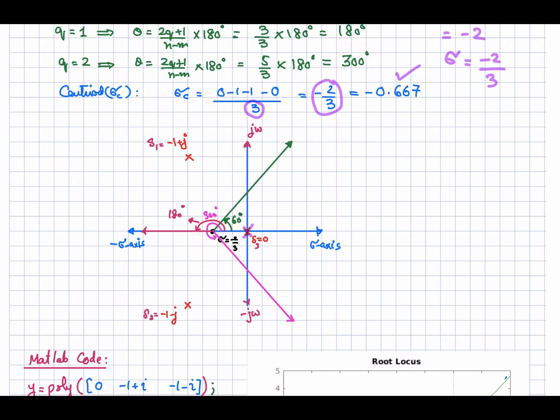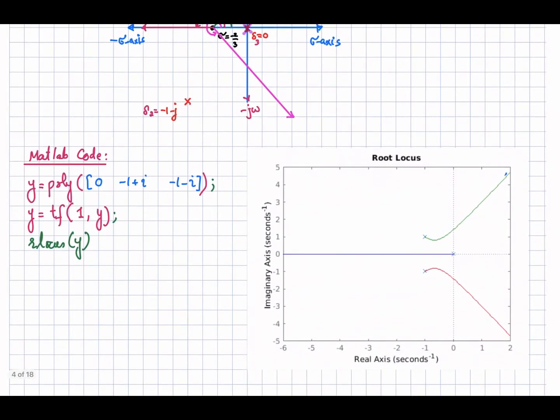So now, how will our poles move along these asymptotes? Here you can see I have plotted it with MATLAB. First of all, I have generated a polynomial using the roots, the poles. The first pole is at the origin, the second pole is over here, and the third pole is over here. Using these roots I have generated the polynomial, and then I have defined a transfer function with the command tf. The numerator is 1, and the denominator is this polynomial. Then I take the root locus using this command.